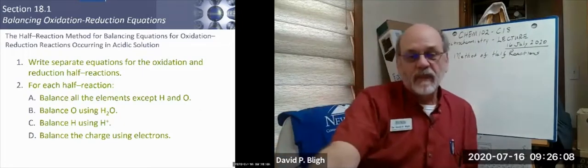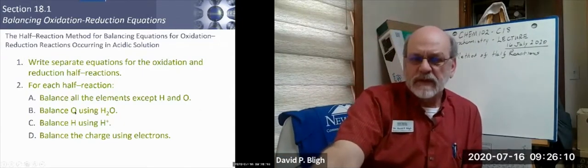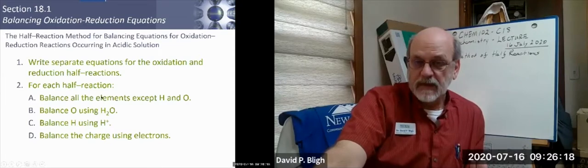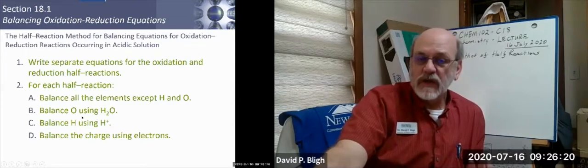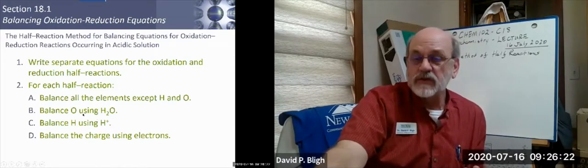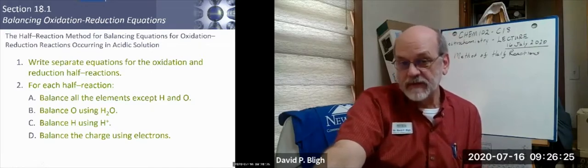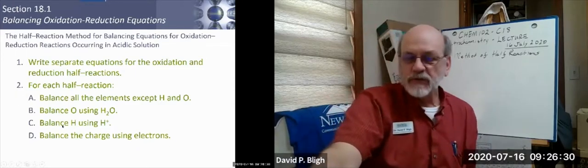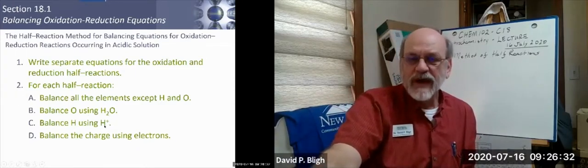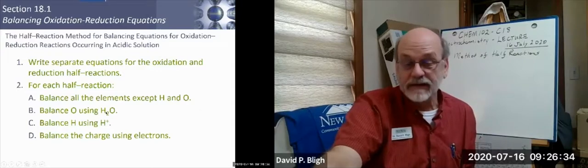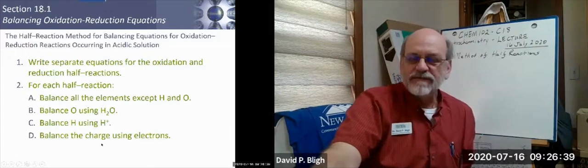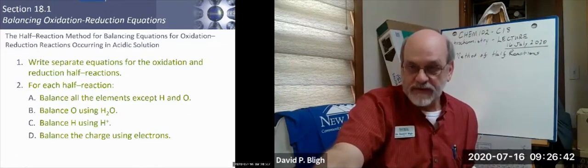All right. So once you've got them split, then you balance all the elements in each of the equations except for hydrogen and oxygen. Once that's done, then you go in and you balance the oxygens using water wherever necessary. This will become clearer once we do an example. And after you balance the oxygens with water, you balance those extra hydrogens that you just added with protons. And the final step is you balance the electrons.